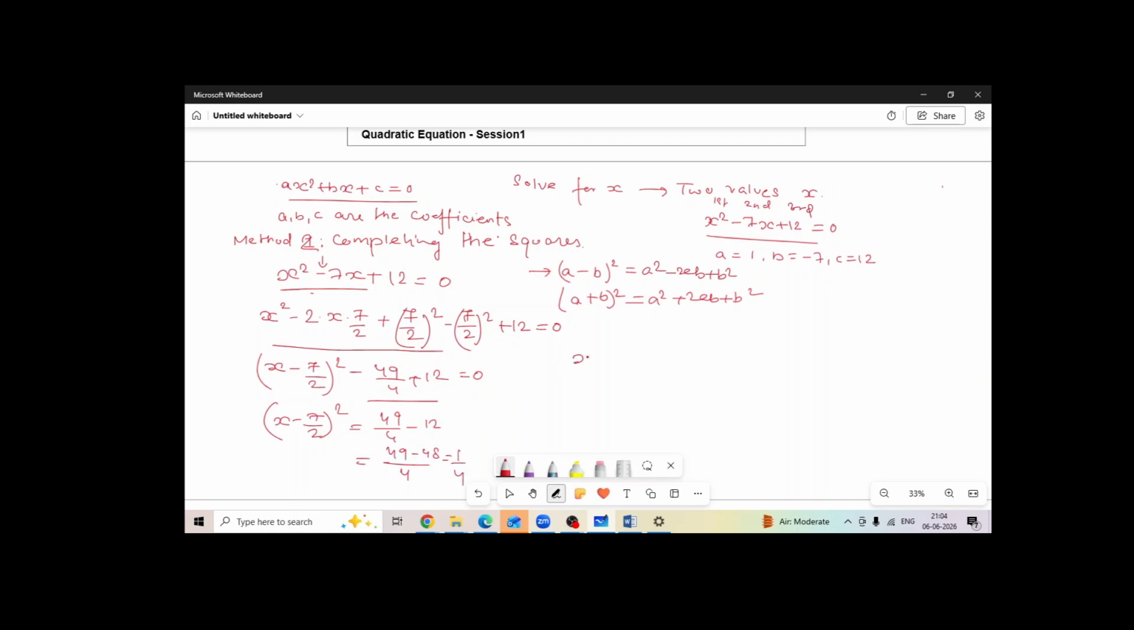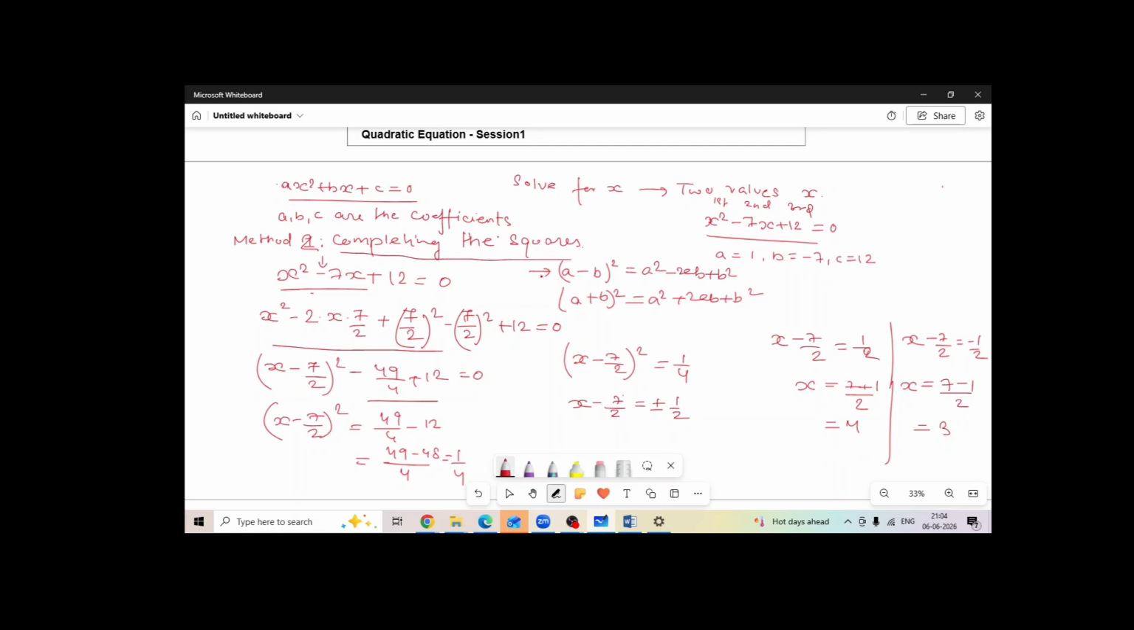Okay, now x minus 7 by 2 whole square we have got as 1 by 4. If you take a square root on both sides, this will be x minus 7 by 2 equals plus minus half. Now you have two equations again. This is plus half and x minus 7 by 2, which is minus half. So this is x equals 7 plus 1 by 2, which is 4, and this is x equals 7 minus 1 by 2, which is 3. So we got the same answers with a different method. Okay, so this is the second method, which is called completing the squares. Hope you have understood this.